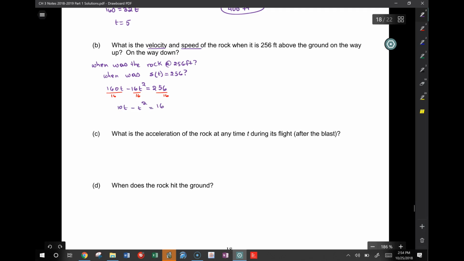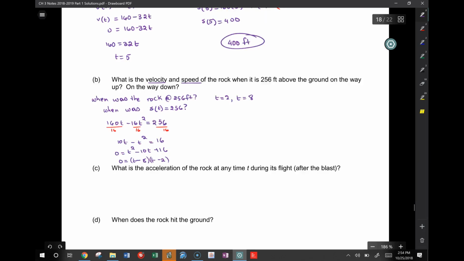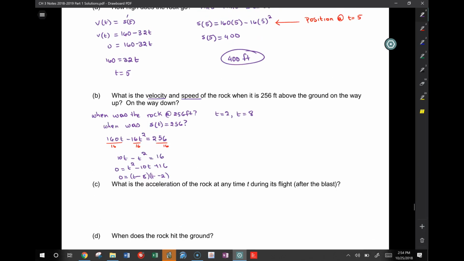Oh my God, that's like a quadratic equation or something. I know. So 0 is equal to t squared minus 10t plus 16. Can I factor this guy? t minus 8, t minus 2. So t is equal to 2. t is equal to 8. How come I have two answers? One is on the way up and one is on the way down.